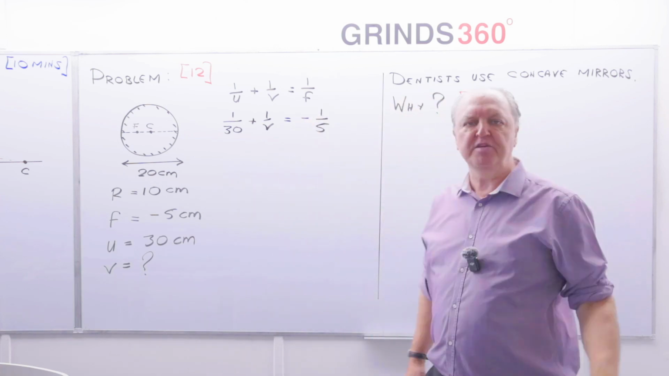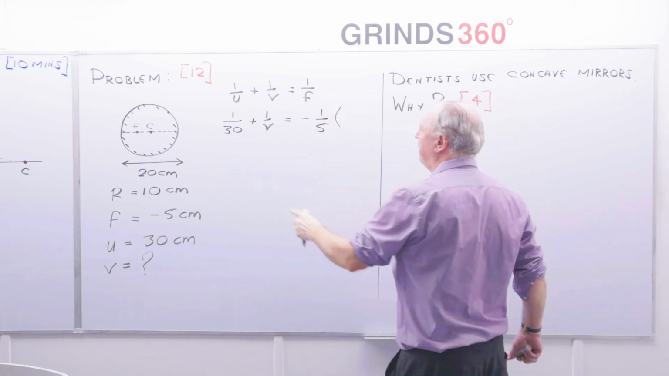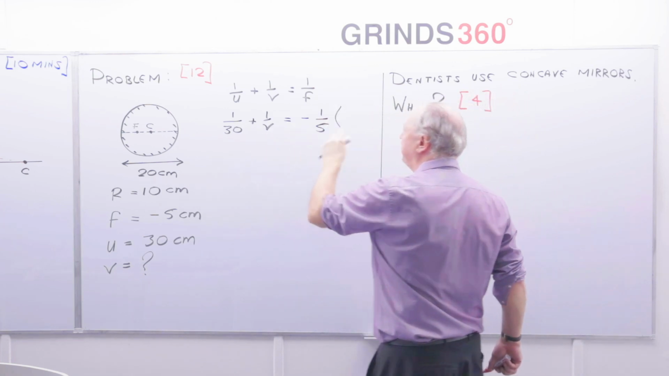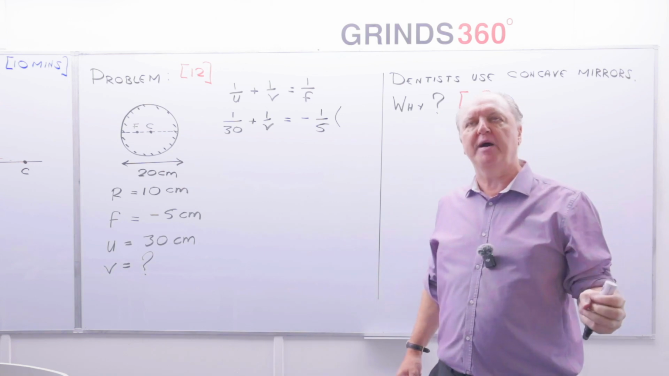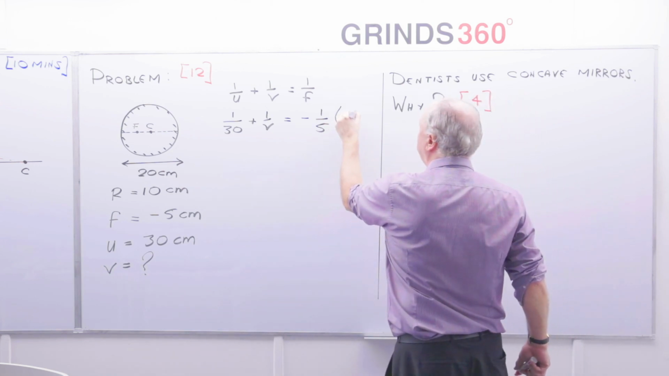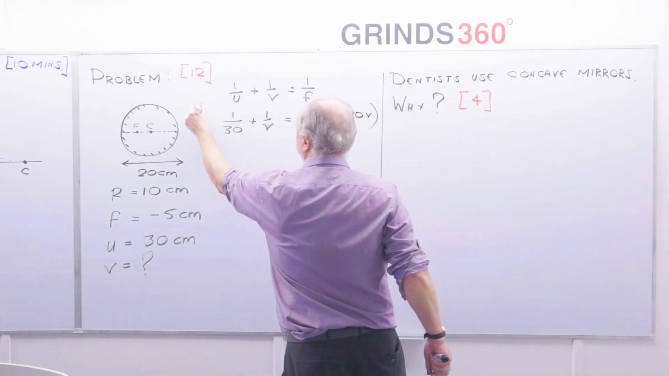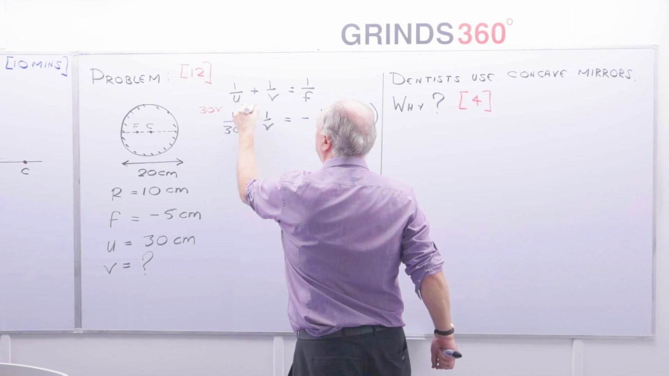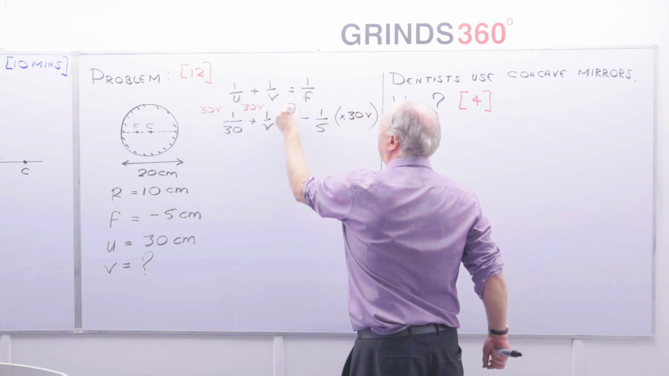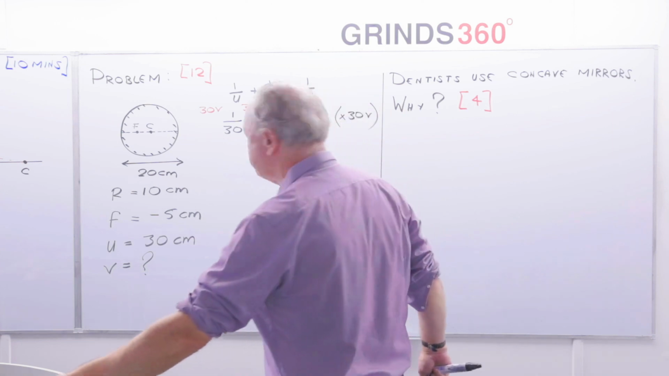So how do we solve these? Well, we get rid of the fractions. We're going to multiply right across by something that the 30, the V, and the 5 divide into. They all divide into 30V. We're going to multiply every term, that first term by 30V, second term by 30V, and the term on the right by 30V. And that'll get rid of all my fractions in one go for me.